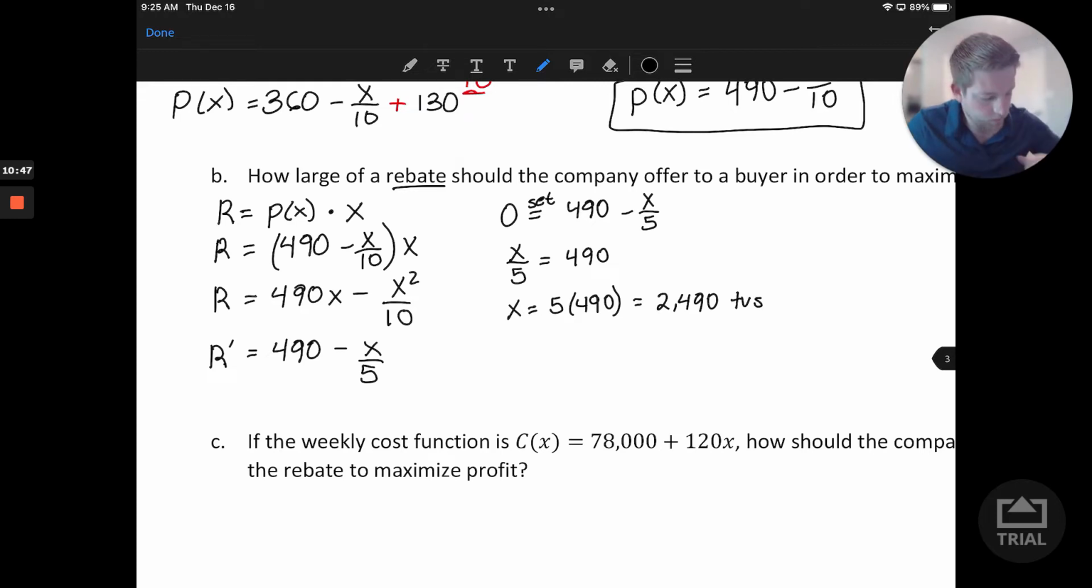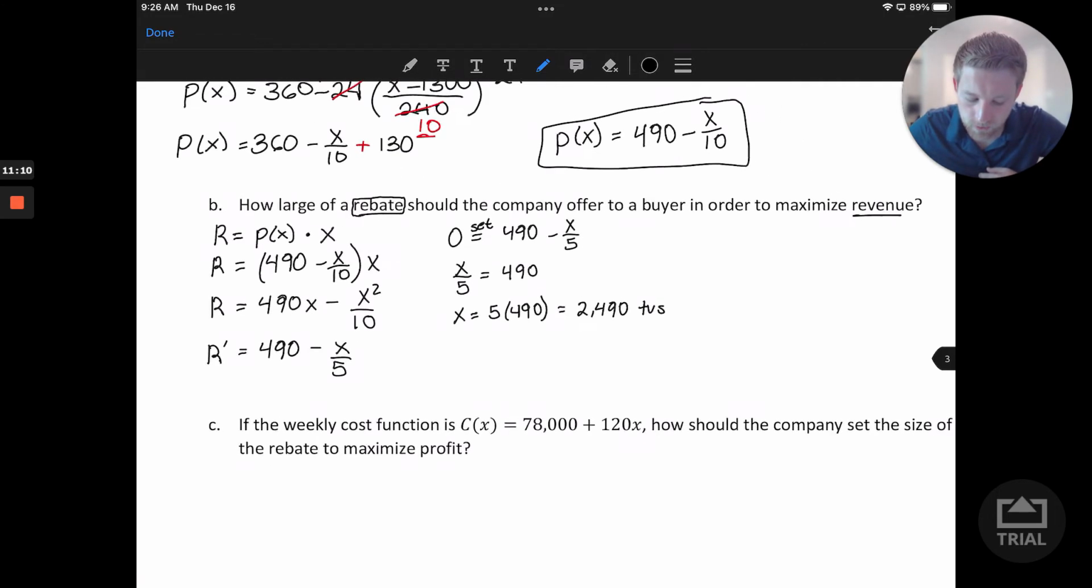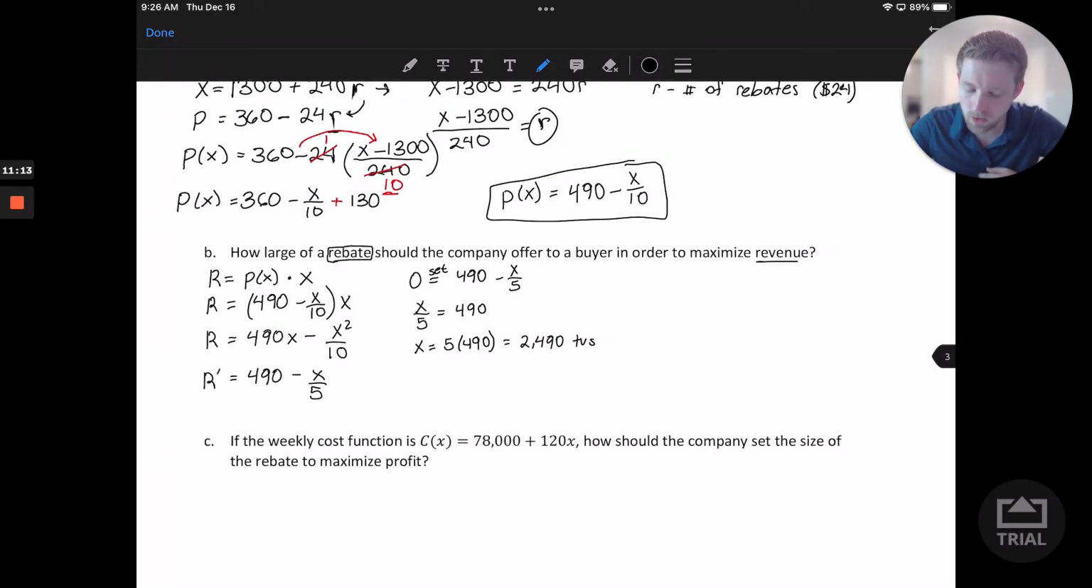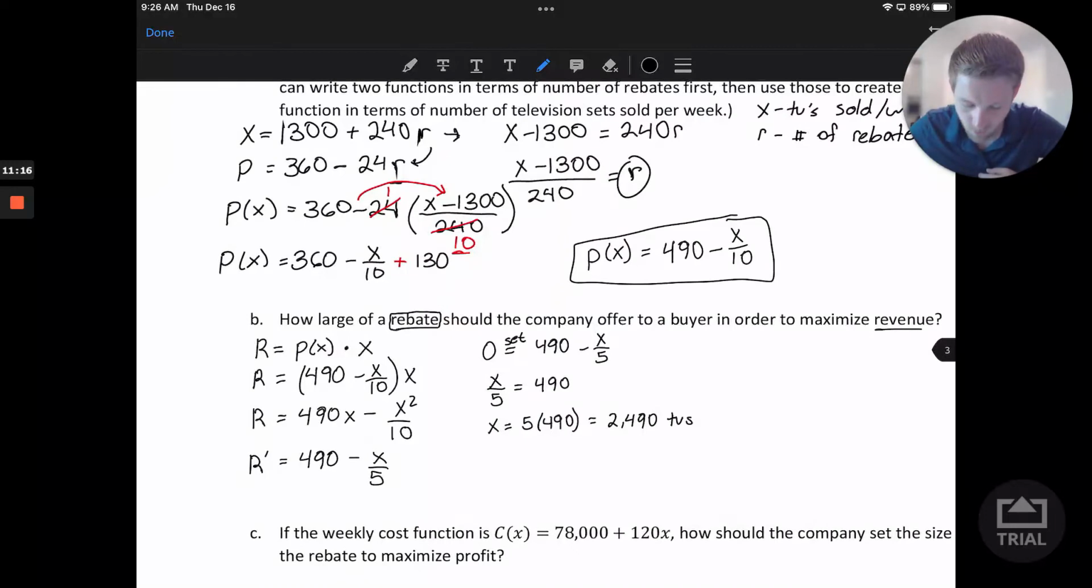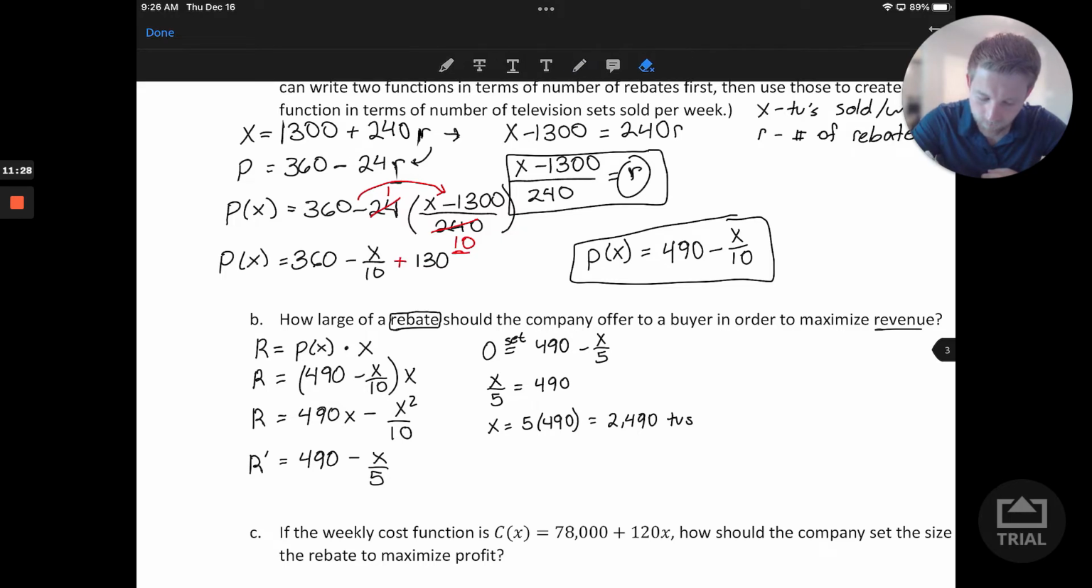Now, this is a good result, and this is true, but it's not necessarily what we were searching for. We want to be careful to consider what they're actually asking for. We want the number of rebates that we need to maximize the revenue. And this is the number of TV sets sold that will maximize revenue. So we're pretty close. We just have to relate this back to the idea of the rebates. So let's consider how quantity and rebates were related. Quantity and rebates were related based on our first equation. So if we looked here, we could solve for the number of rebates by considering that first equation.